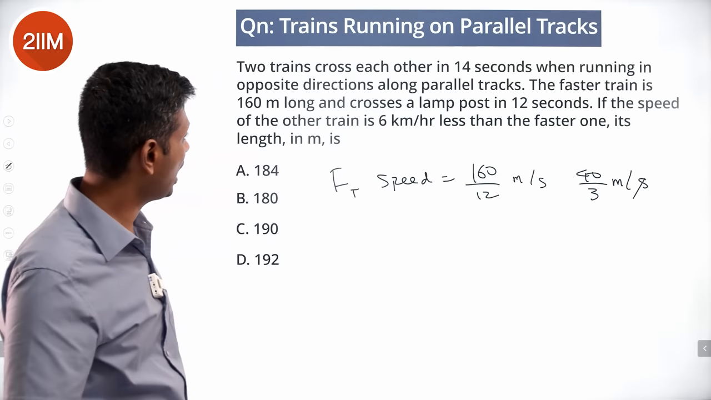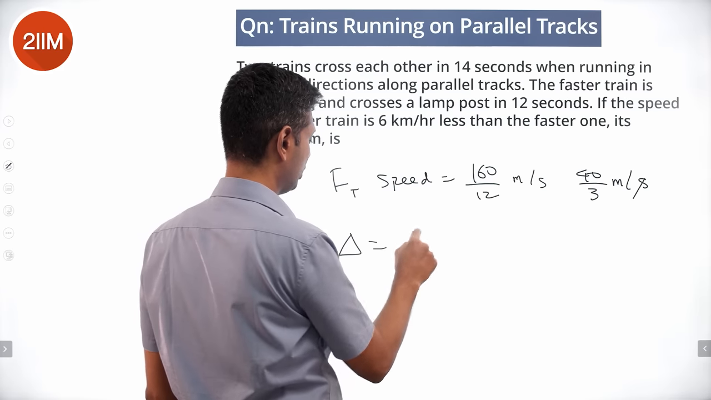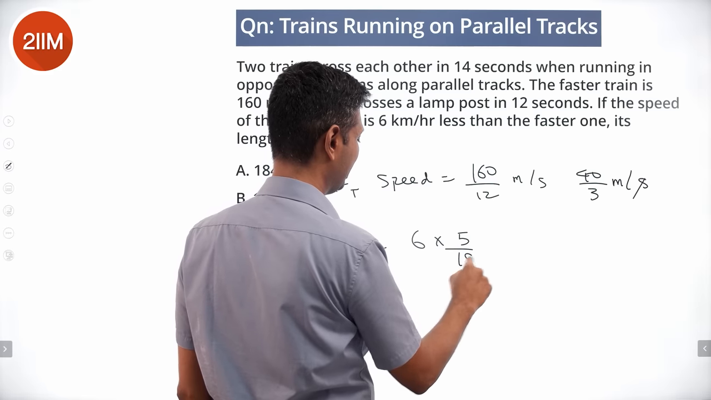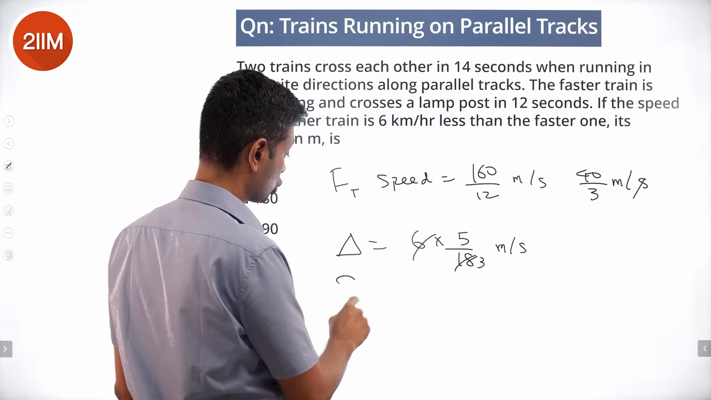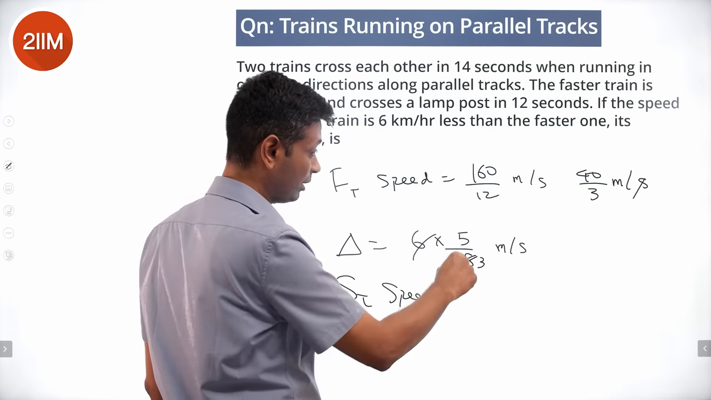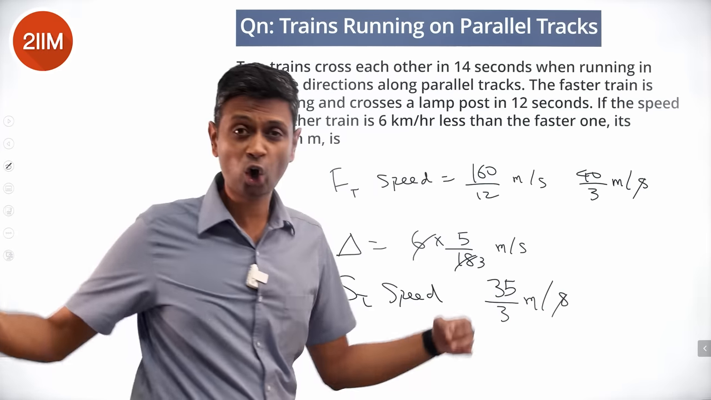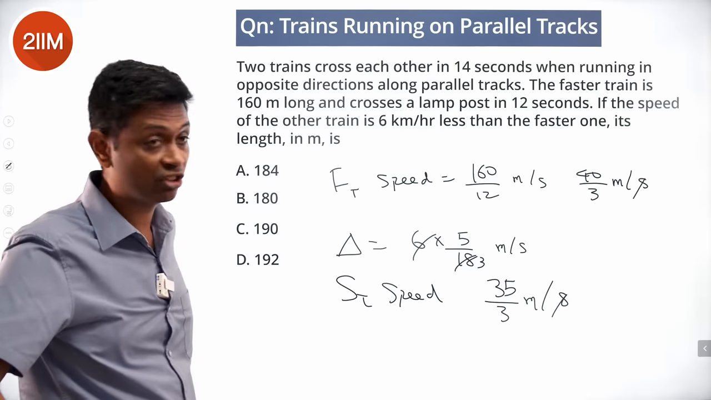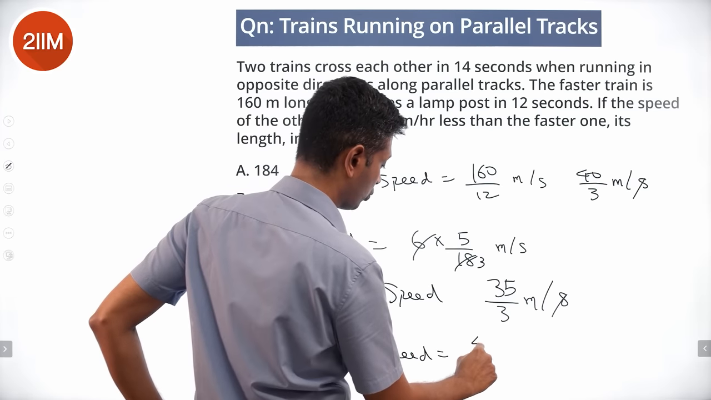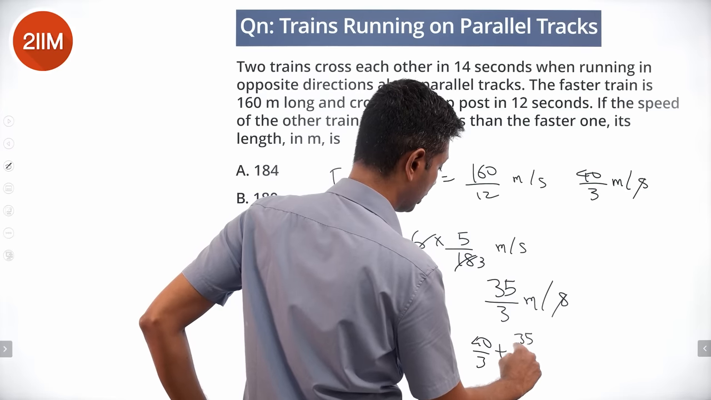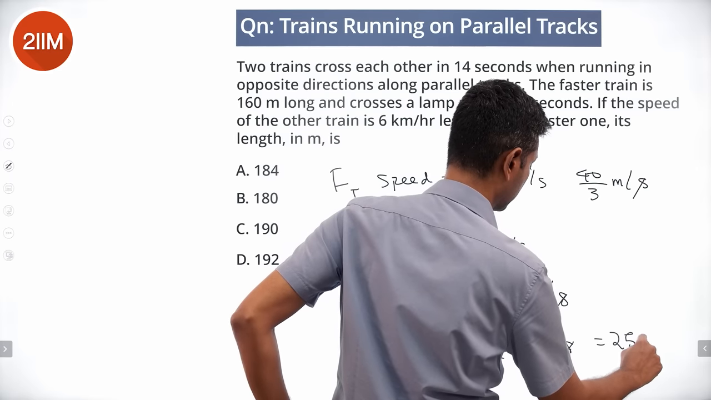The speed of the other train is 6 kilometers per hour less than the faster one. The difference in speed, 6 into 5 by 18 meters per second, or 5 by 3 meters per second. So the slower train's speed is 5 by 3 less than this, 35 by 3 meters per second. The two trains cross each other when running in opposite directions, so relative speed is 40 by 3 plus 35 by 3 meters per second, 75 by 3, which is 25 meters per second.